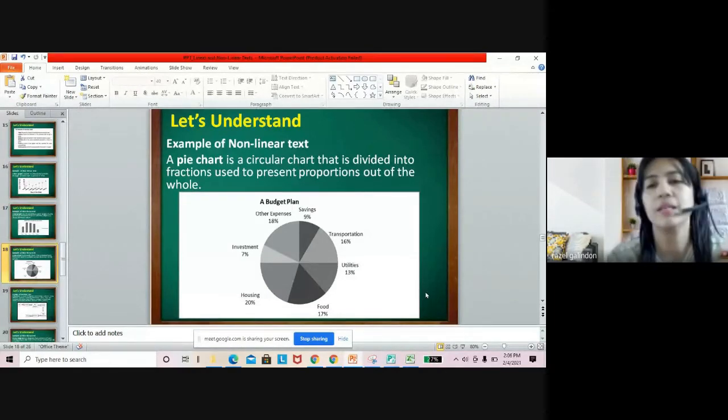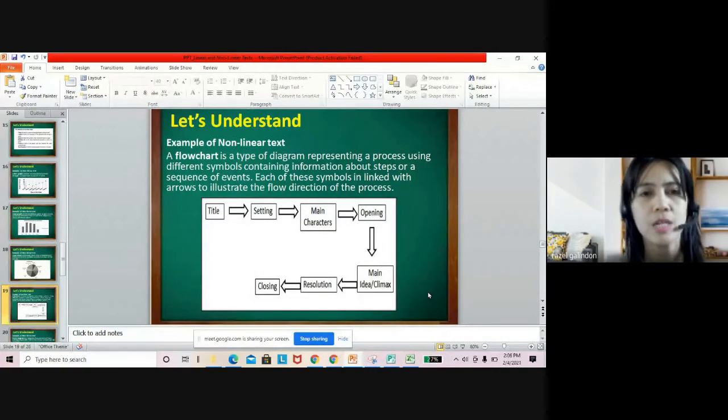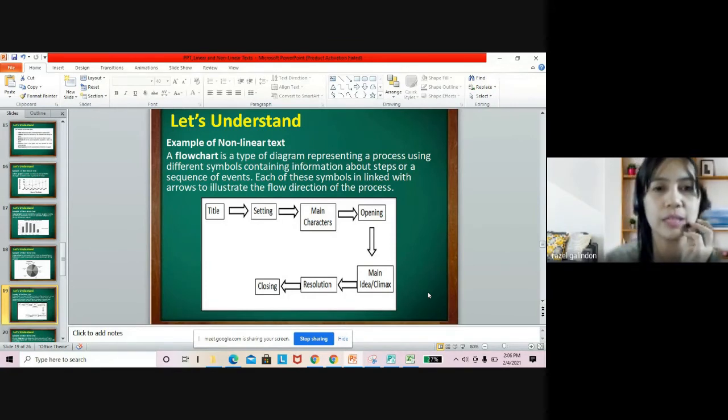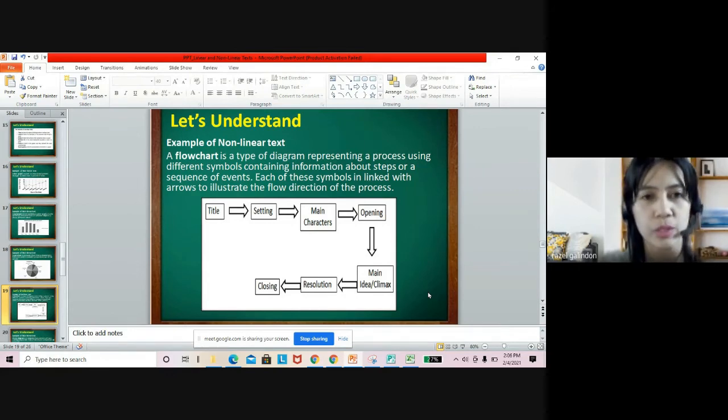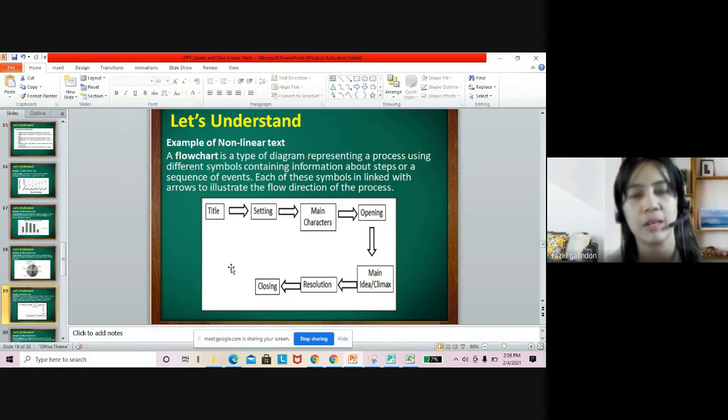Okay, next. Let's proceed to the next type of nonlinear text, which is a flow chart. A flow chart is a type of diagram representing a process using different symbols containing information about steps or sequence of events. Each of these symbols is linked with arrows to illustrate the flow direction of the process. It is called a flowchart because we can see the flowing arrows, going to the right, going down, going to the left.